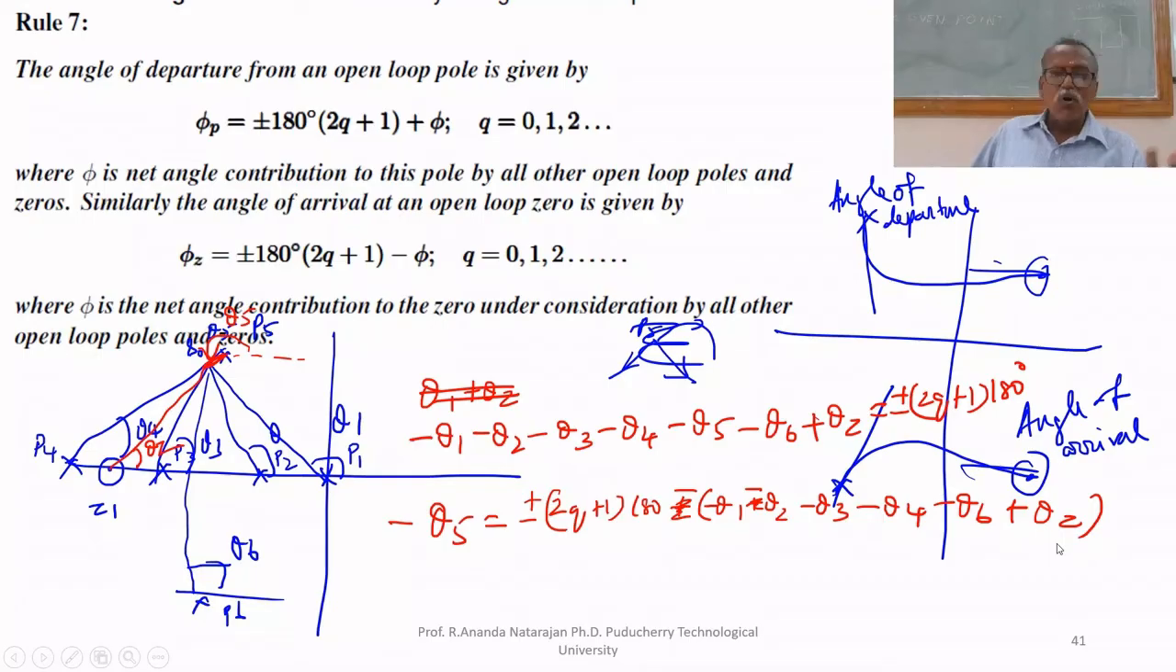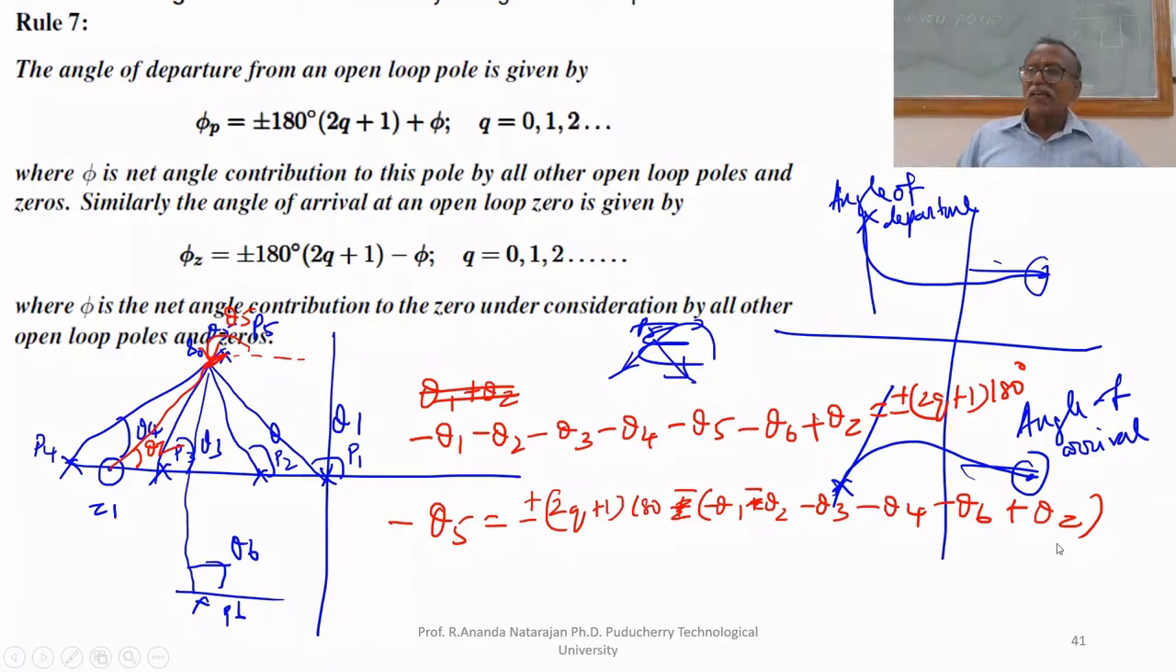If I know all these angles, what is theta 1? Line joining S0 and P1. What is theta 2? Line joining S0 and P2. What is theta 3? Line joining S0 and P3. Theta 4, line joining S0 and P4. What is theta 6? Line joining S0 and P6. If I know these angles, I can find theta 5. But I do not know these angles. But I know that S0 and P5 are very, very close.